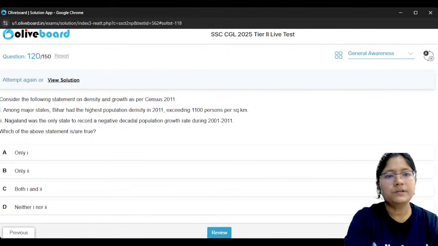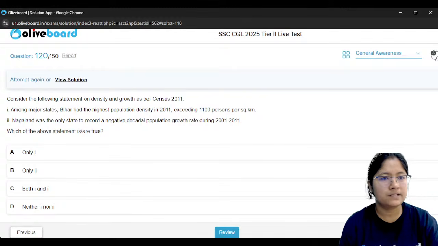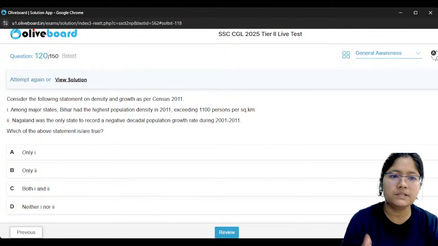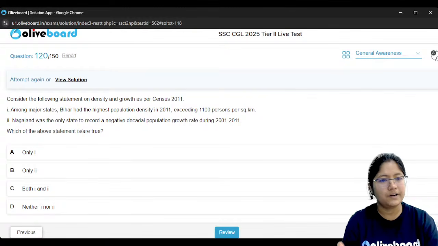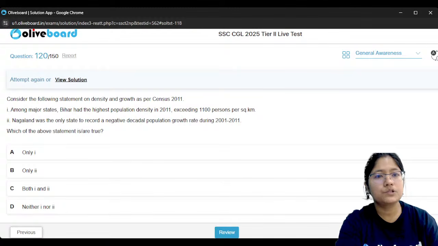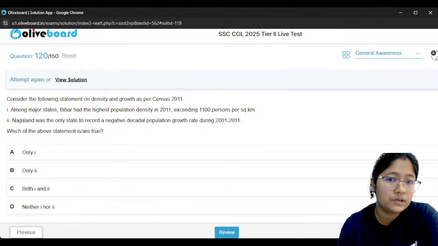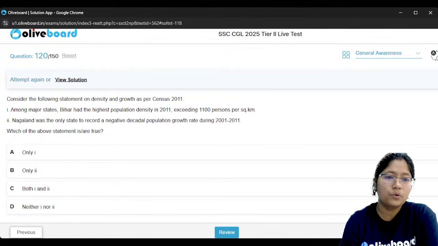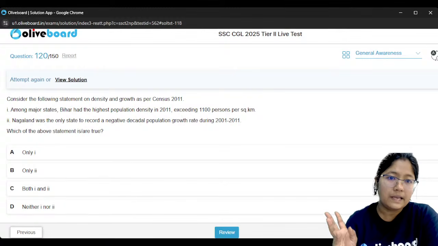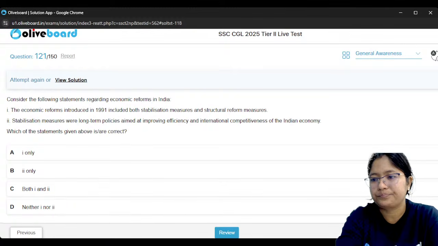Next question, consider the following statements on density and growth as per Census 2021. Among measured states, Bihar has the highest population density in 2021, exceeding 1,000 persons per square kilometer. Nagaland was the only state to record a negative decadal population growth rate during 2021. Yes. So which of the following statements are true? In this case, we see that both 1 and 2 are true. Nagaland has got the negative decadal population growth, right? And Bihar has got the highest population density.